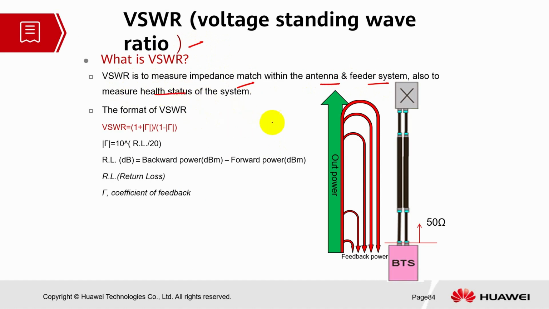Basically, this is the format. The value should be less than 1.5. If it's more than 1.5, then it's considered that there is an issue. Most of the time, the issues with VSWR are related to hardware. This is the feedback power, output power, and this is the impedance value.